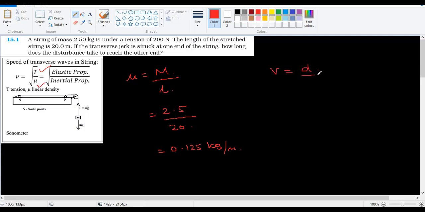But you know velocity is equal to distance by time. So the length of the string is given. They're asking you to find the time taken. So if you find the V from this formula, you know V and then you can find the T.